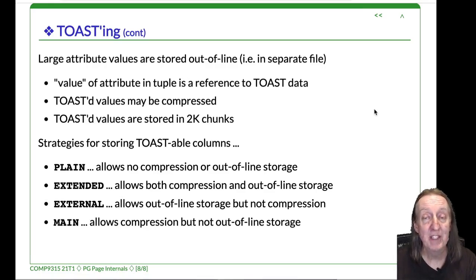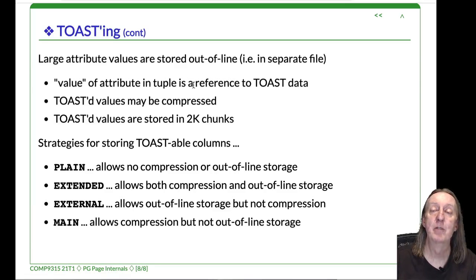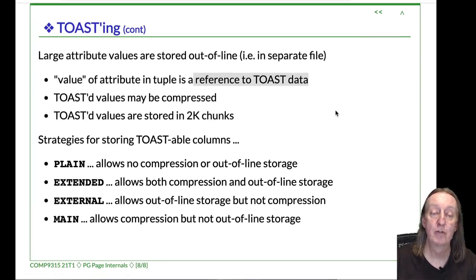Okay, so large attribute values are stored outside the main data file. The value isn't actually stored in the attribute. What's actually stored in the attribute is a reference to toast data. So what Postgres can do is compression on large values to, surprise, surprise, make them smaller, so they occupy less space when they're stored.